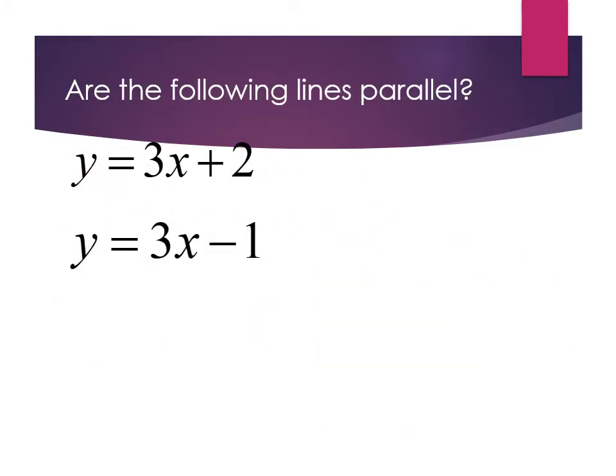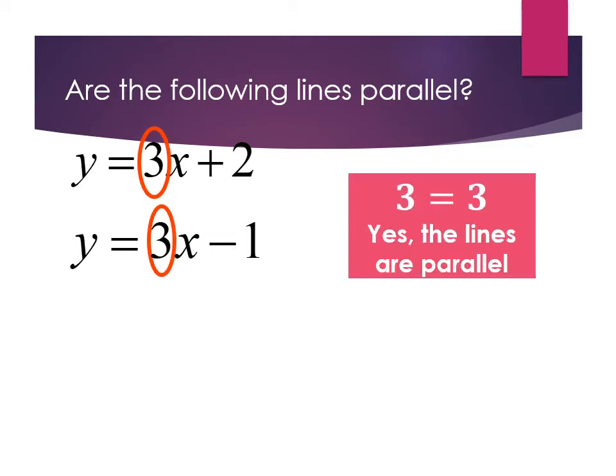Now let's look at these two equations. We got y equals 3x plus 2, y equals 3x minus 1. Again, slope is what's in front of the x. You will see that they are the same. So these lines, if you were to graph them on a coordinate plane, are parallel.